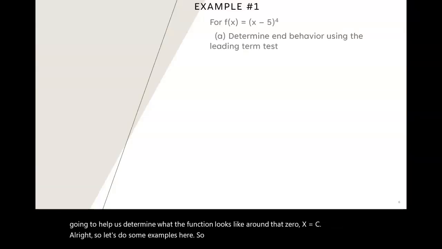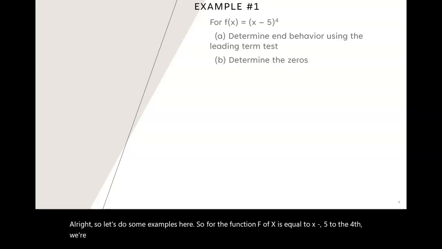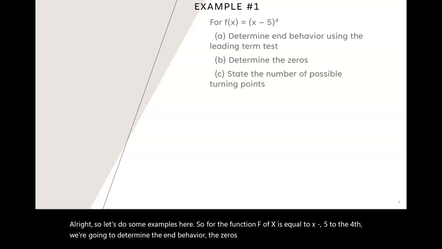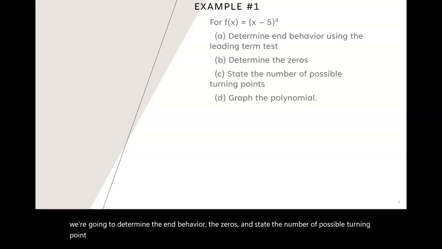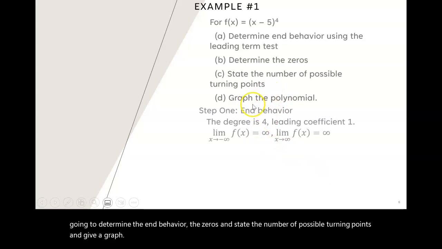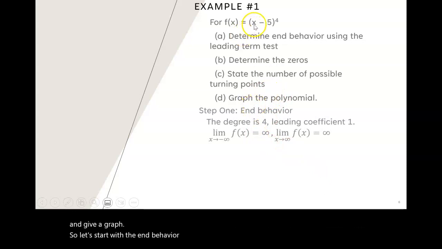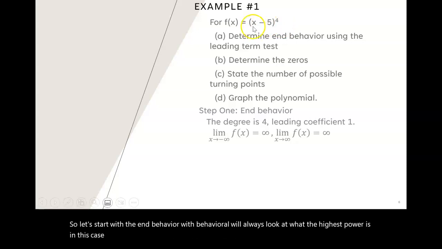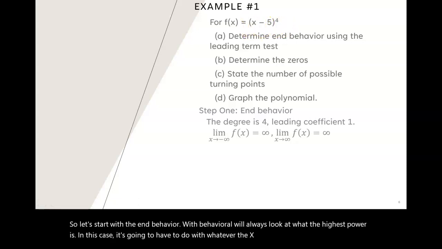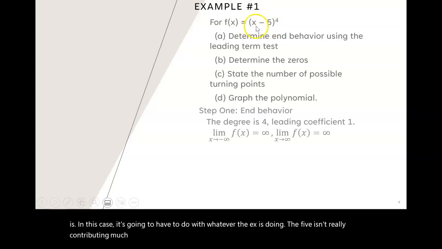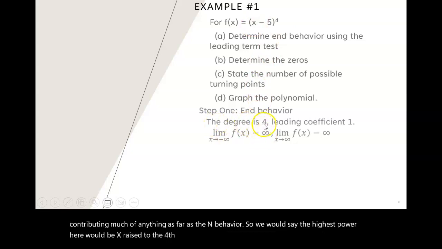So for the function f of x is equal to x minus 5 to the fourth, we're going to determine the end behavior, the zeros, and state the number of possible turning points and give a graph. So let's start with the end behavior. With end behavior, we want to always look at what the highest power is. In this case, it's going to have to do with whatever the x is doing. The 5 isn't really contributing much of anything as far as the end behavior. So we would say the highest power here would be x raised to the fourth. So our degree would be 4.